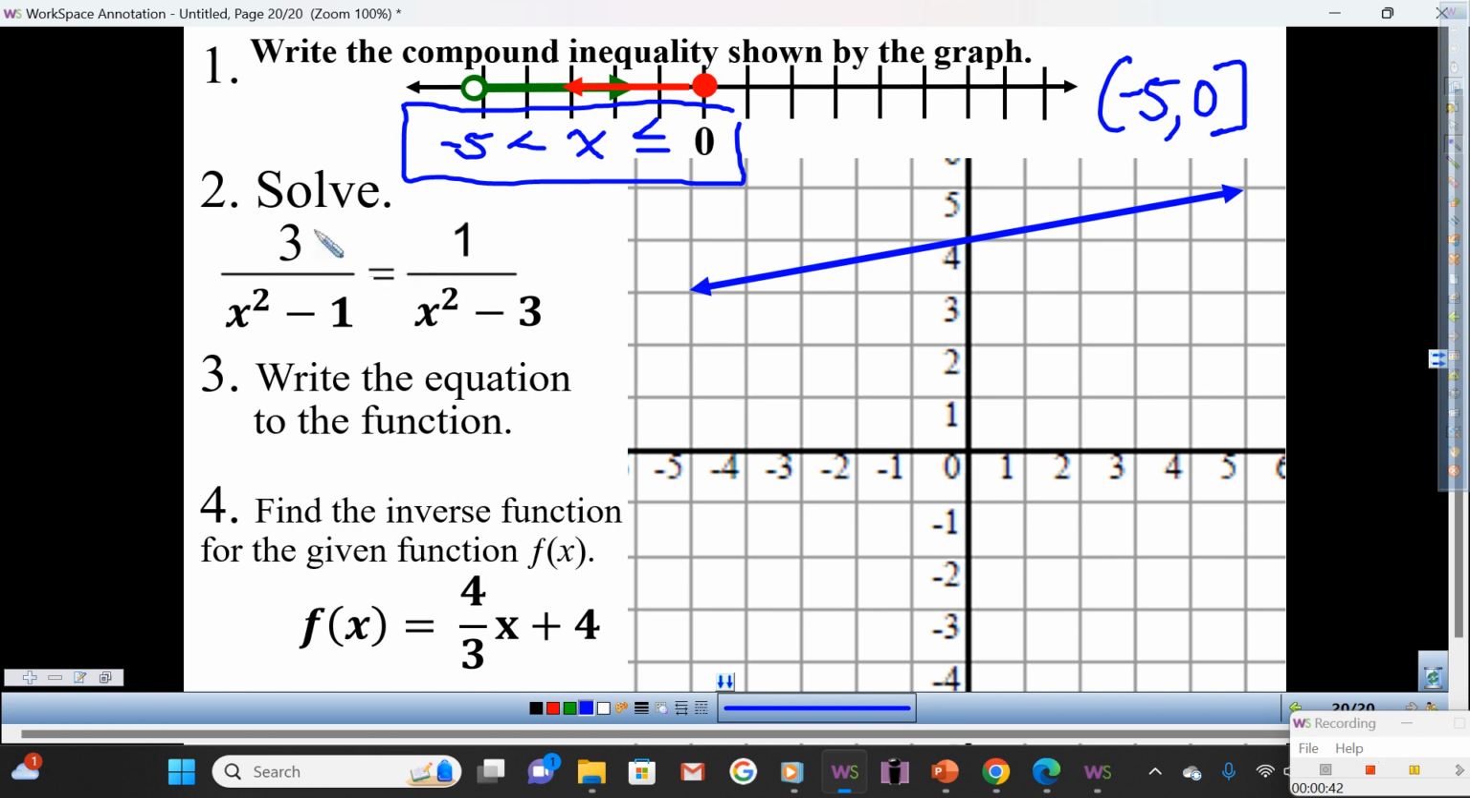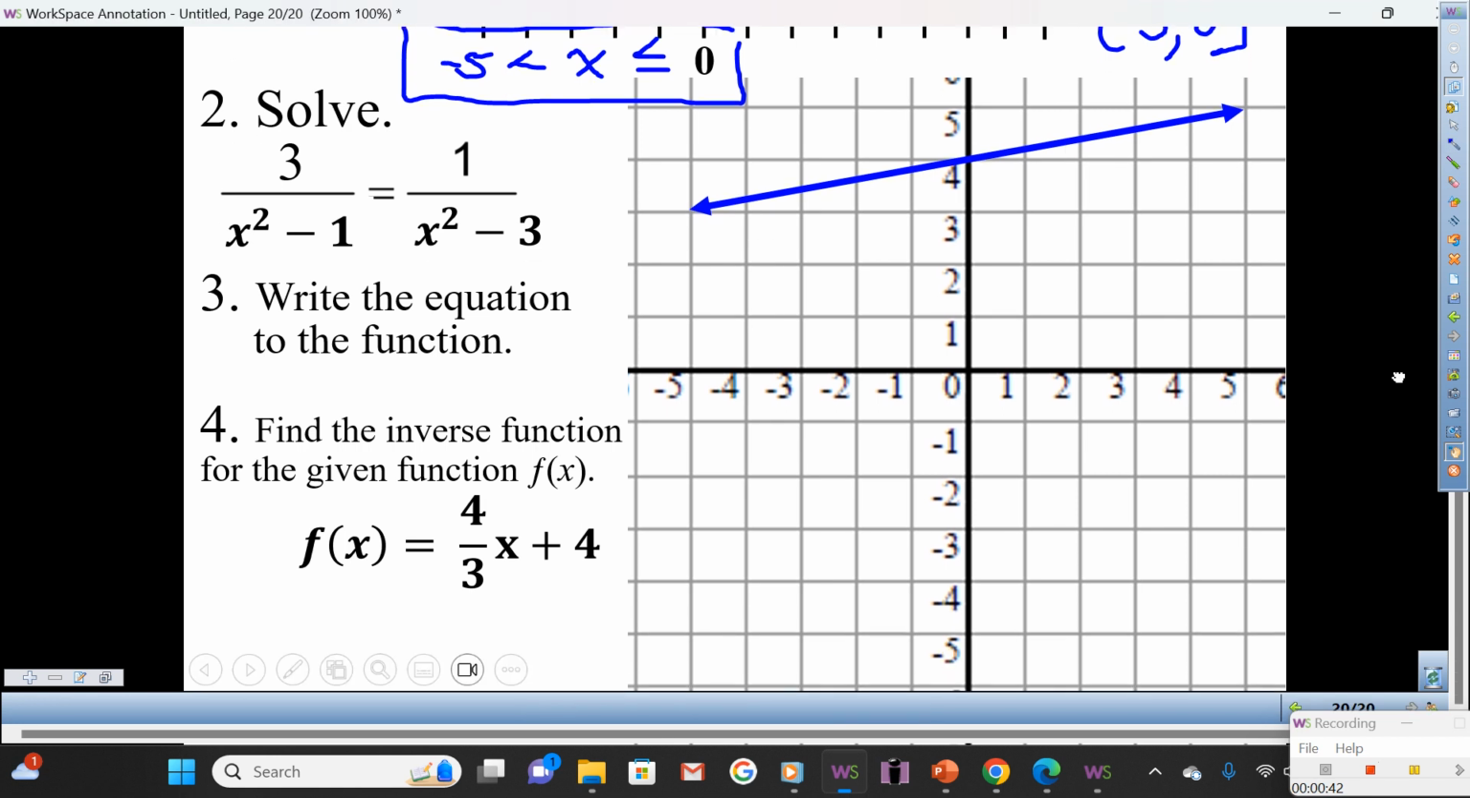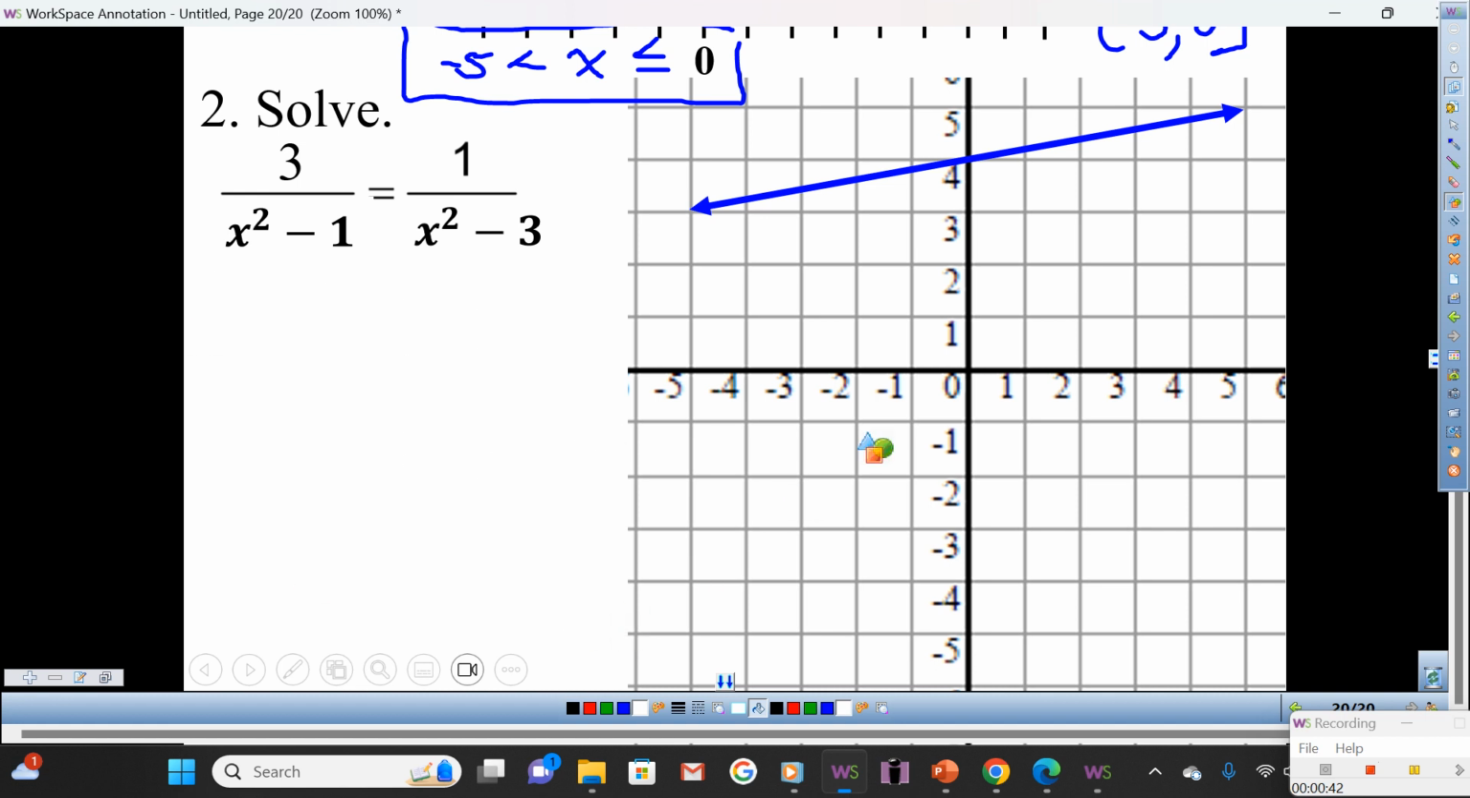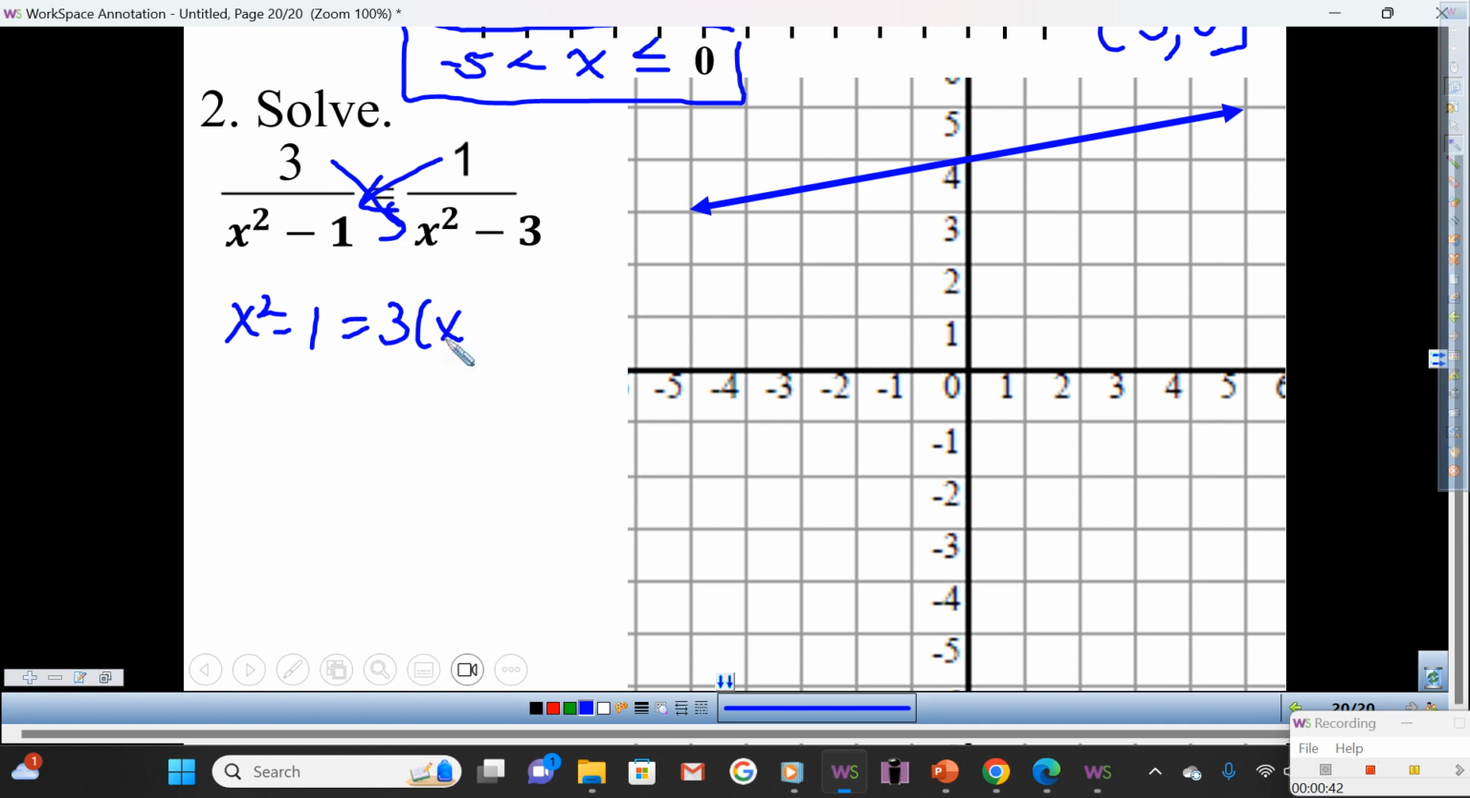Number two. Let me go over number two just for the sake of practice. Brandon, pass the next one to someone else. Here it goes. Cross multiply. I got x squared minus 1 equals 3 times x squared minus 3. I'm going to distribute the 3. I got 3x squared minus 9 equals x squared minus 1.